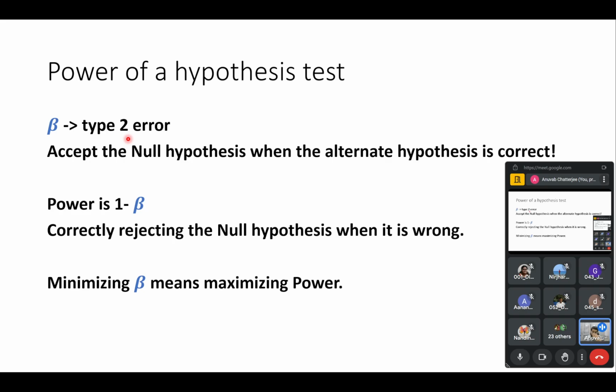So if beta is the probability of making a type 2 error, then 1 minus beta is known as the power of a test, where you are correctly rejecting the null hypothesis. So here you are wrongly accepting the null hypothesis when you should have rejected it. So 1 minus beta should be the probability of correctly rejecting the null hypothesis when it is wrong. So you are not making any type 2 errors. Minimizing beta means maximizing power, because power is 1 minus beta. So if you minimize beta, then you maximize the power of your test.